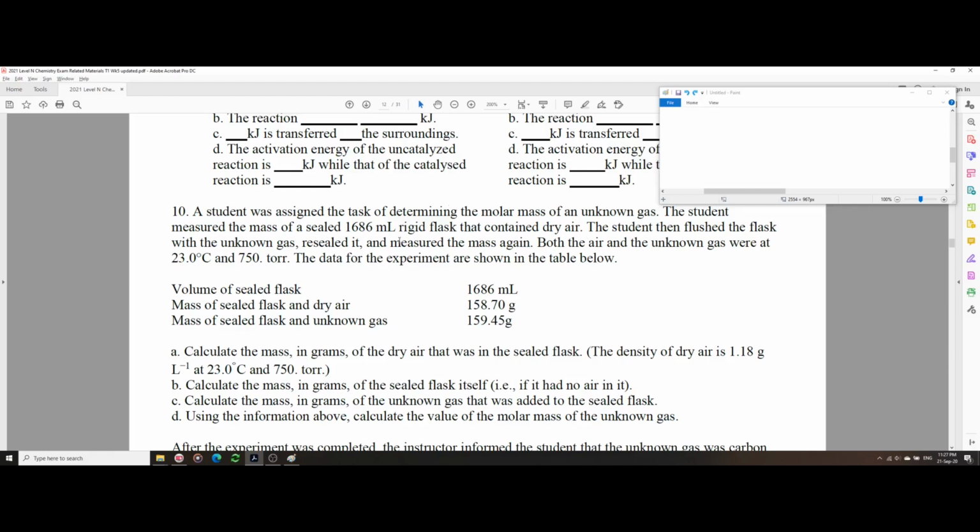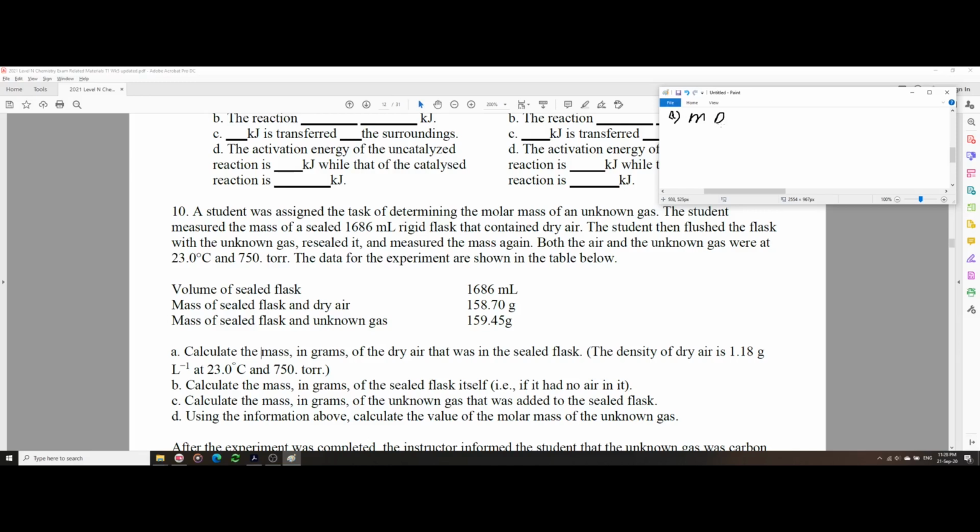Okay, so let's start. A: what does A say? Calculate the mass in grams of the dry air that was in the sealed flask. So we're looking for the mass of the dry air. For now, as a tactic, let's write the symbols of what we're required to find and what is given. The formula will probably pop up when we do so. So let's do mass. What are we given? Density. We're not given mass, but as I said earlier, what's required to find is also considered; just write the symbols.